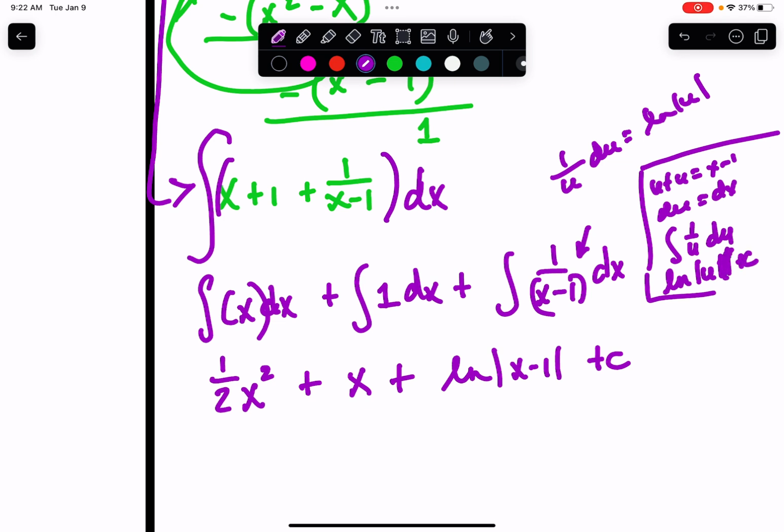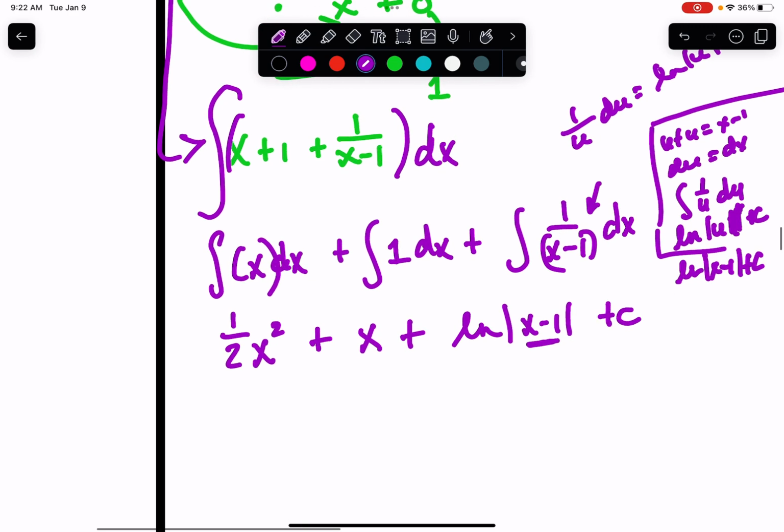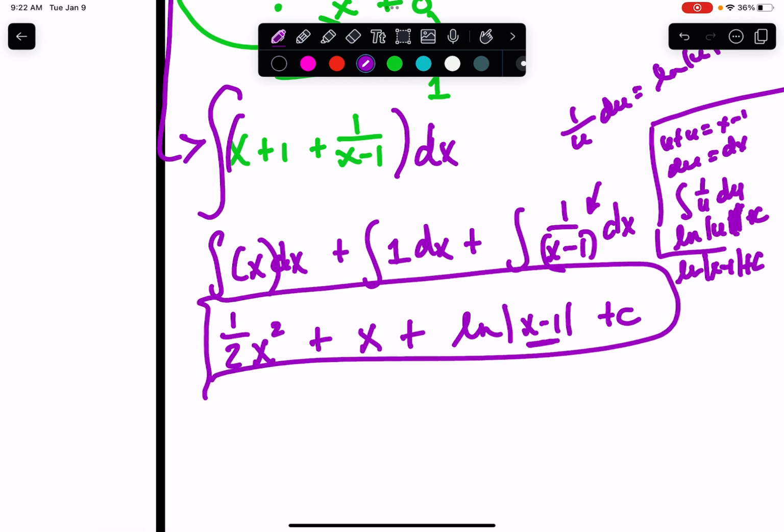Sorry, and then that would be ln of x minus 1 plus c. And the reason it comes out is because the derivative of this inside is just 1. So you didn't have to do a chain rule for that. All right, so that is the answer to that problem. And so actually, very easy once I did long division.